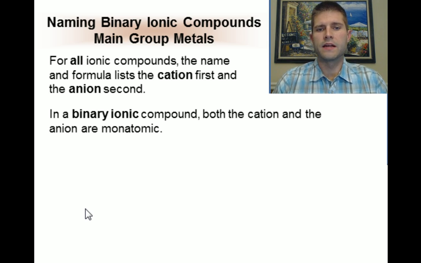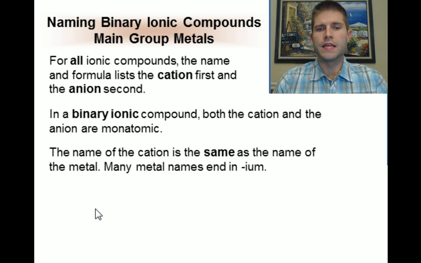In the binary ionic compound, both the cation and anion are monatomic. What that means is we're only taking one element that's a cation and one element that's an anion. We will later, in the next video, talk about polyatomic ions, which means that we can have many different atoms or elements in one compound. But here we're only talking about 2.